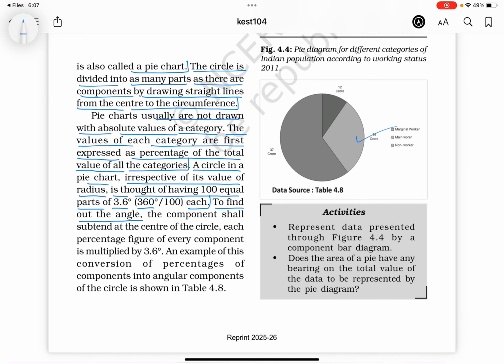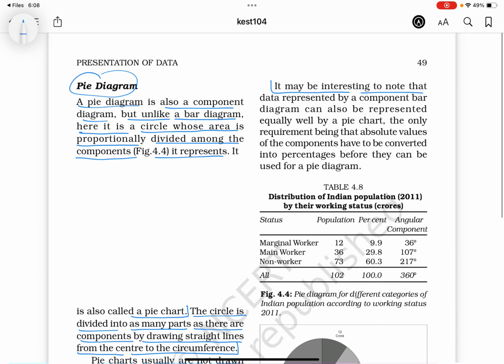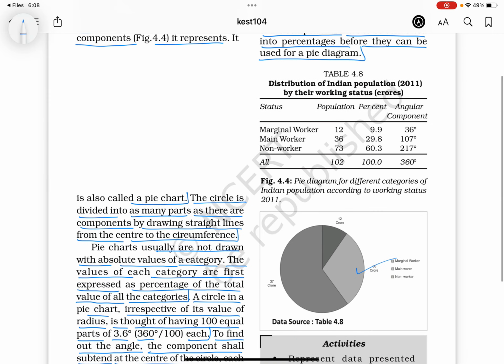To find out the angle the component shall subtend at the center of the circle, each percentage figure of every component is multiplied by 3.6 degrees. An example of this conversion of percentages of components into angular components of the circle is shown in table 4.8. It may be interesting to note that data represented by a component bar diagram can also be represented equally well by a pie chart, the only requirement being that absolute values of the components have to be converted into percentages before they can be used for a pie diagram.